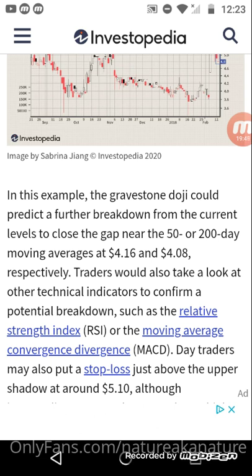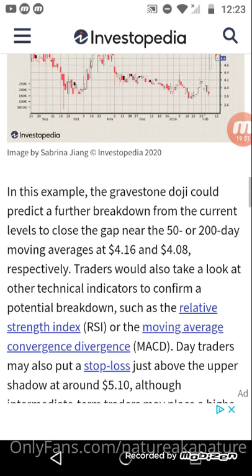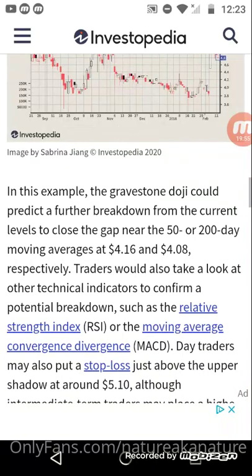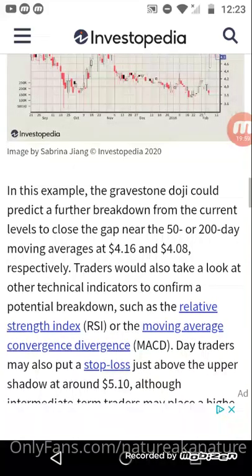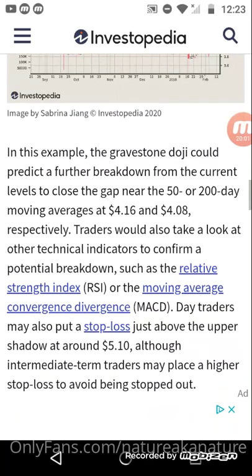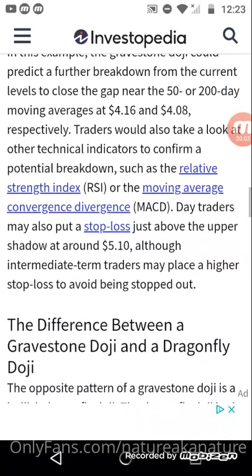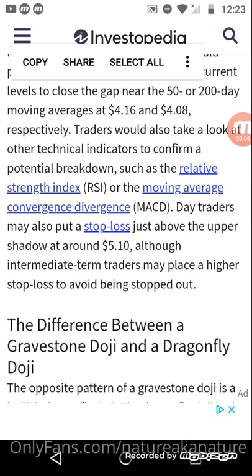Moving average. We're also gonna talk about moving average because I do use the moving average. A moving average is a technical indicator that I also use. I use the moving average really, and that's about it. Sometimes I use Fibonacci. But the moving average, I'm gonna explain y'all how it works and why it is so important too. So that's the difference between a Gravestone Doji and a Dragonfly Doji.